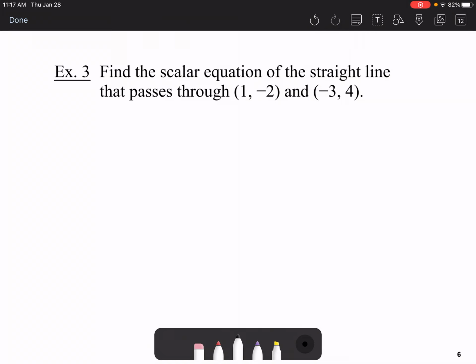Find the scalar equation of a line that passes through the points (1, -2) and (-3, 4). First off, we're going to find our direction. So, pause your video and work out the direction of this line first. You might find that I'm just going to subtract these two from each other. So I get a value of 4 and negative 6.